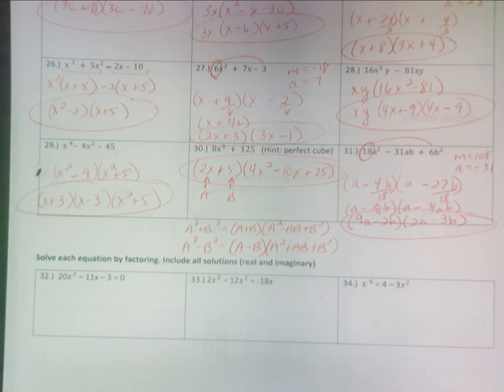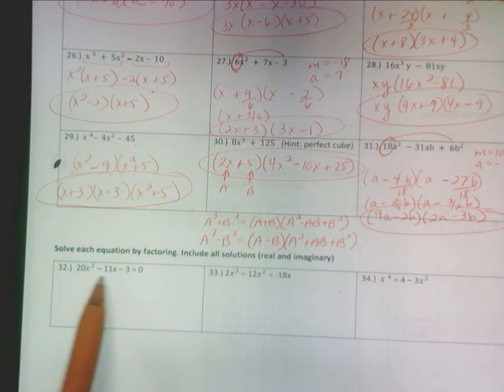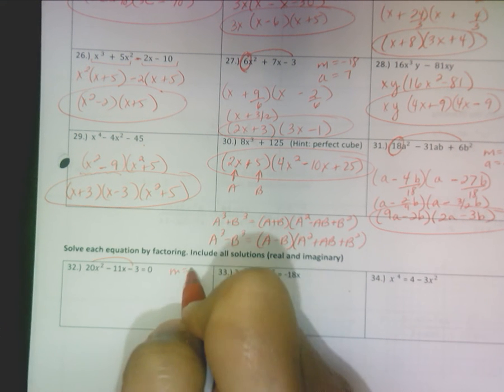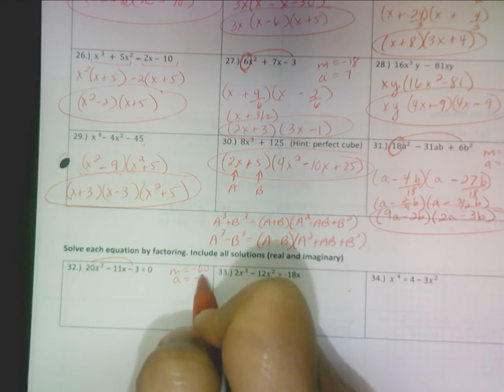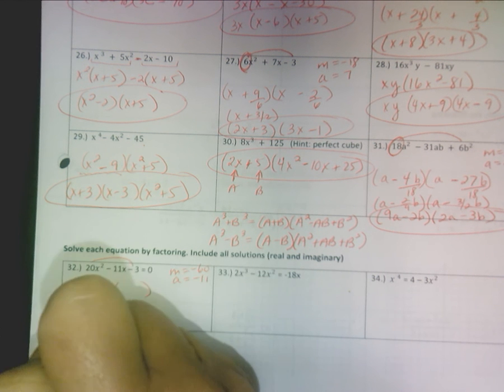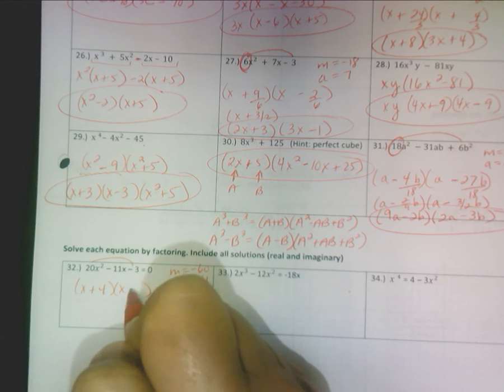Okay, now factoring. Why do we do factoring? Well, it's important to know how to solve. So we are going to solve each equation by factoring and include all solutions that are real and imaginary. So we'll start with this one. This is a trinomial again. What multiplies to negative 60 but adds to negative 11? And that would be, put your x, that would be positive 4 and a negative 15.